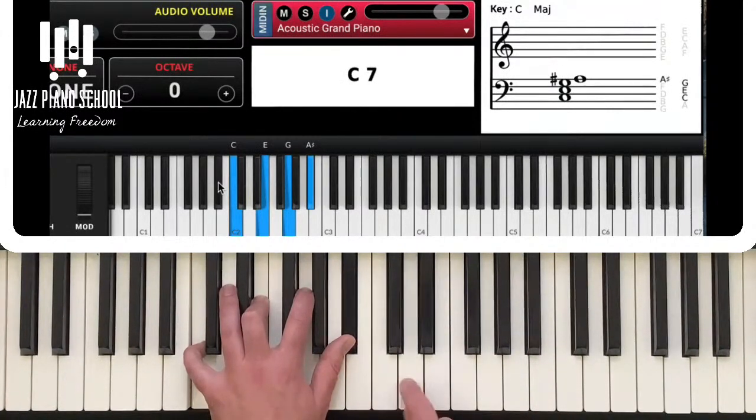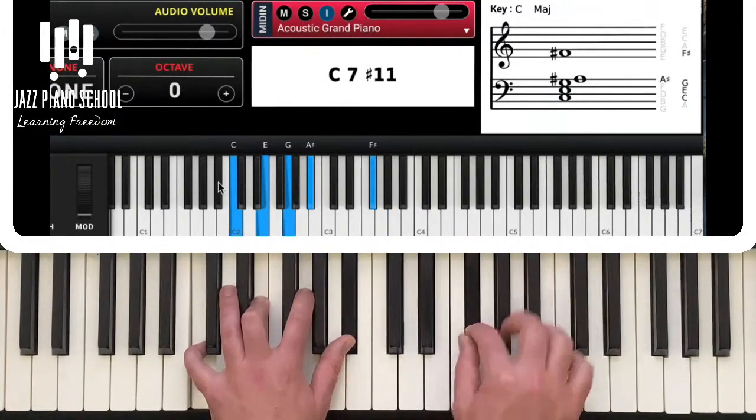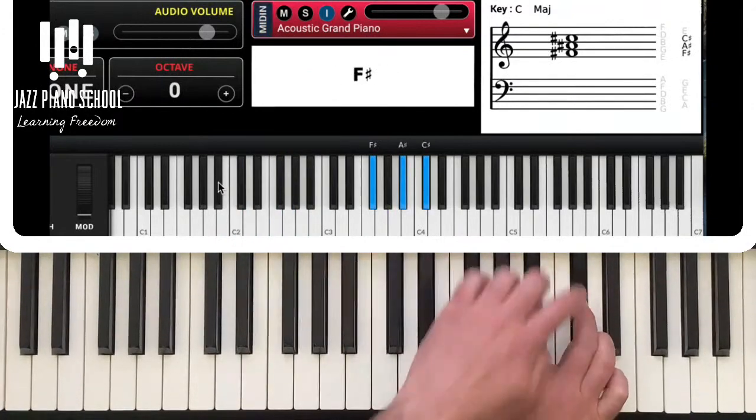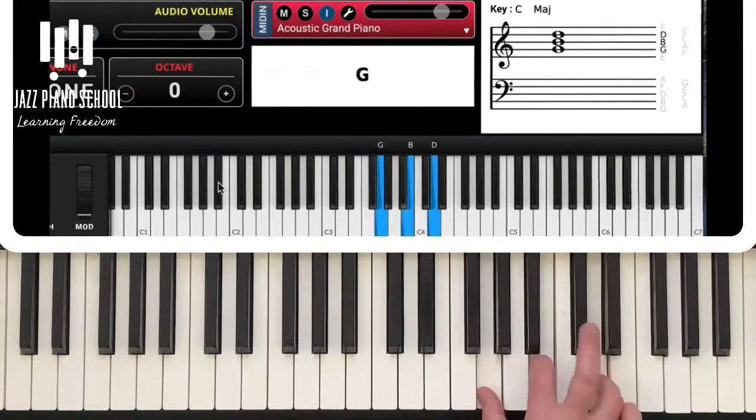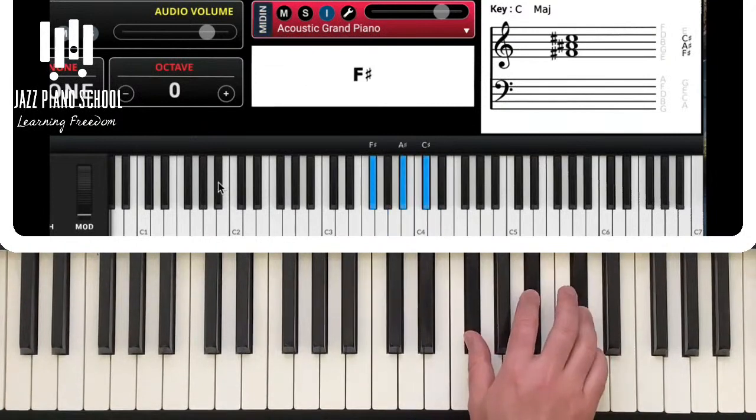Your flat 5, right? 1, 2, 3, 4, 5. Here's flat 5. I'm playing a G flat major triad. This is just a triad. Right?